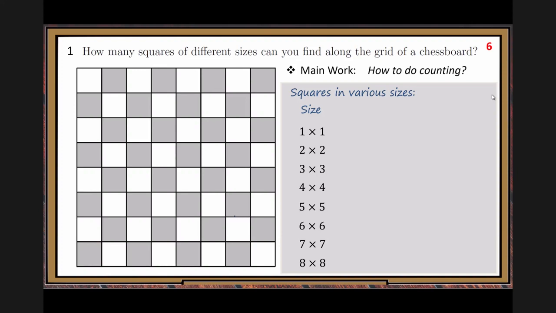First size, 1 by 1 size, how many such squares? Formula, 64. So let's use 8 by 8, how about that? Horizontal, vertical, 8 by 8. Although it's 64, let's use this form, because we want to write a final formula. 2 by 2, 7 by 7. How about 3 by 3?